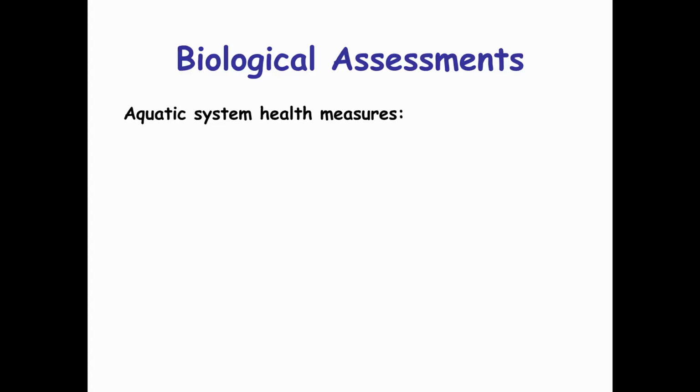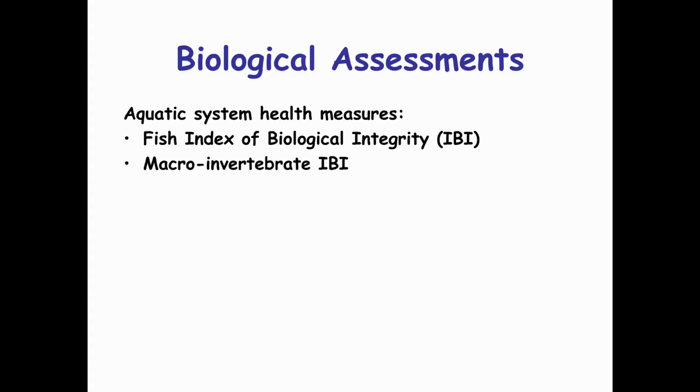Biological assessments help to look at the aquatic system and quantify the health condition or health status of an aquatic system. Some typical methodologies include the Fish Index of Biological Integrity, or IBI score. The second one would be the macroinvertebrate IBI score. Both of these could be used to evaluate whether a particular pollutant is a possible cause for reduction in quality of the water for the aquatic life, thereby indicating that the impairment is caused by that pollutant.